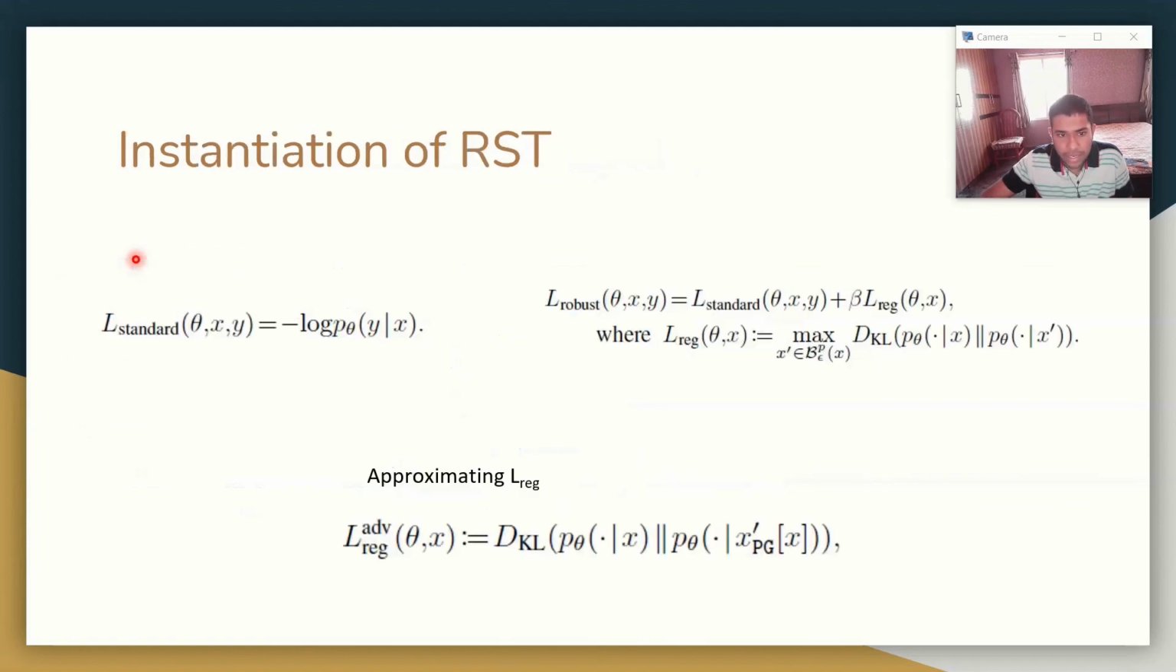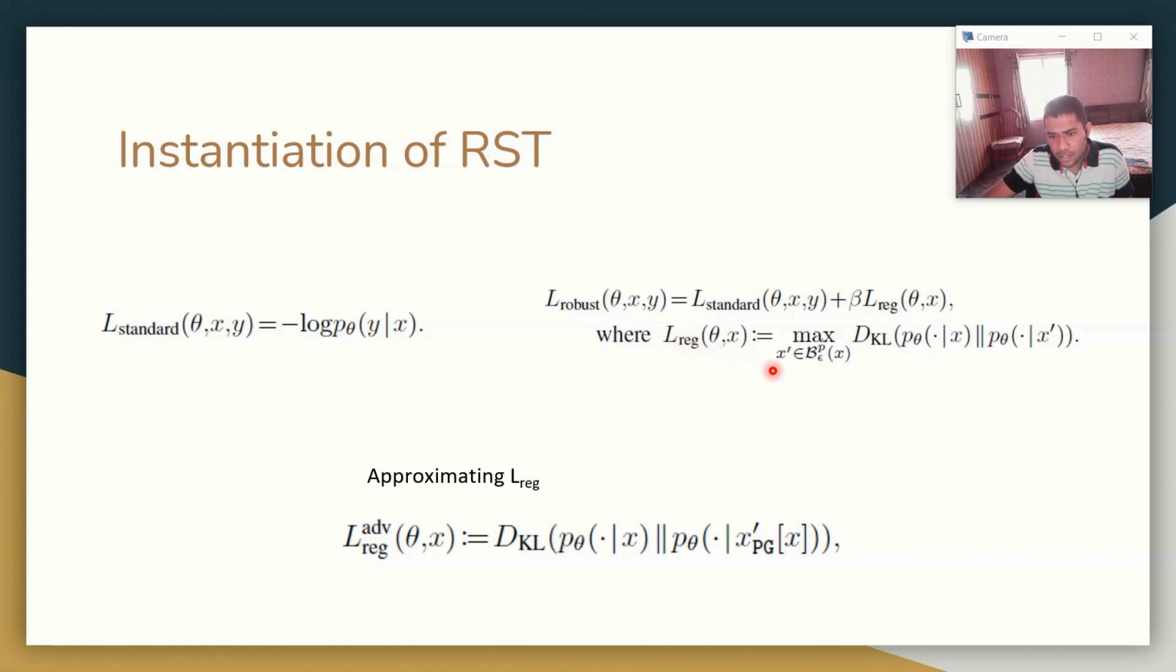So this is the meta algorithm over here, and these are loss functions which are used in RST, or robust self-training. We know that L standard is just the negative log likelihood, or basically the cross entropy loss. And then for L robust, we have L standard plus beta times L regularization, which was the equation used in the original TRADES paper.